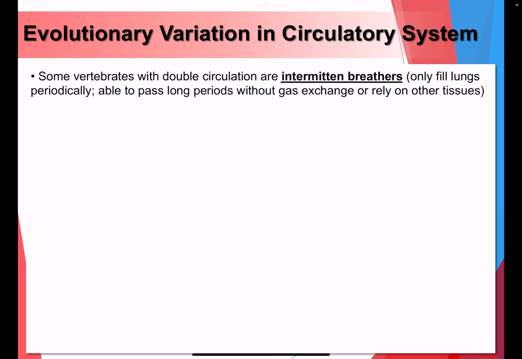All right, so some vertebrates with double circulation are intermittent breathers, which is what I was talking about earlier. They only fill their lungs periodically, on land, by air. Thus, they are able to pass long periods without gas exchange, or can rely on other tissues for gas exchange. Now, that's two different things depending on what kind of animal it is. Some of them can just not breathe for a long time because they store a lot of oxygen elsewhere, or they can use other tissues for doing the gas exchange part of it.